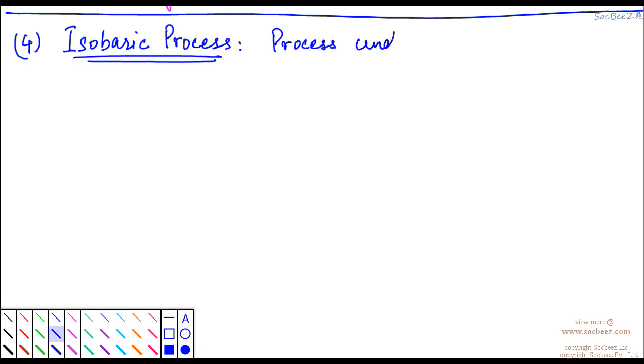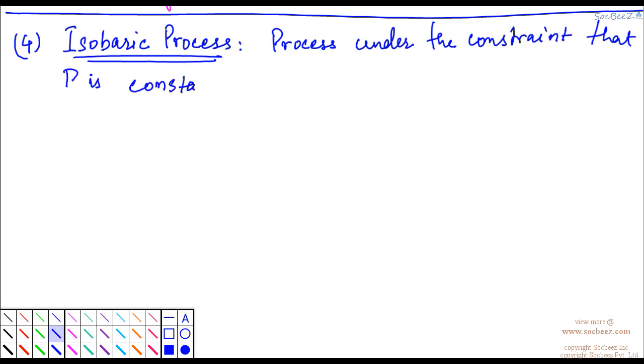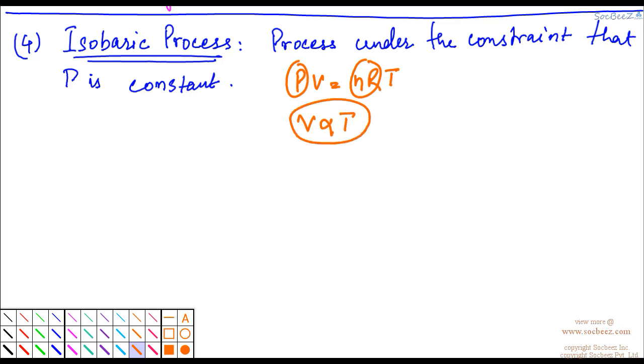Process under the constraint that P is constant. In this case, as we know the ideal gas equation, PV is equal to nRT. If pressure is constant, nR is also constant, so V is proportional to T. So basically under the isobaric process, the ideal gas follows Charles's law. Their volume is proportional to the temperature.